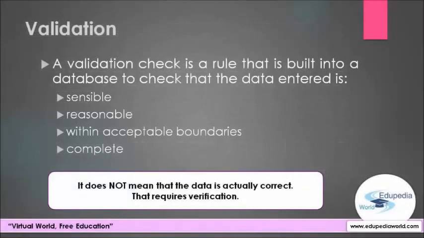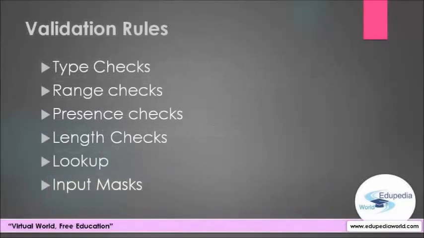The final thing we are going to discuss here is validation. A validation check is a rule that is built into a database to check that the data entered is sensible, reasonable, within the acceptable boundaries, and complete. This doesn't mean that the data is actually correct, because for that we need a verification process. In validation, we are trying to establish rules for the values that we expect to be entered. There are several ways to define validation rules. So let's look at each of them. You might realize some of them were already demonstrated in the previous episodes.